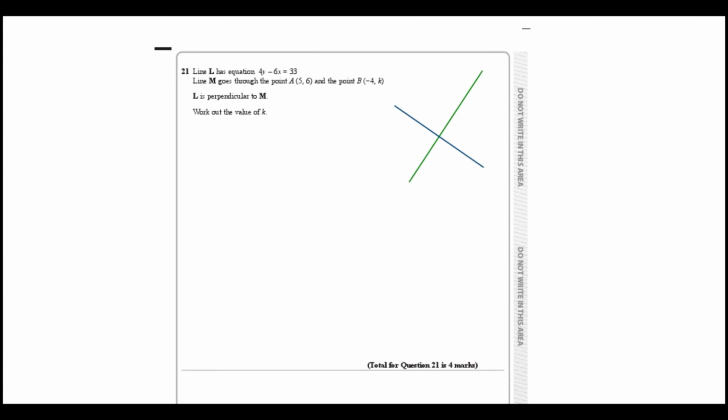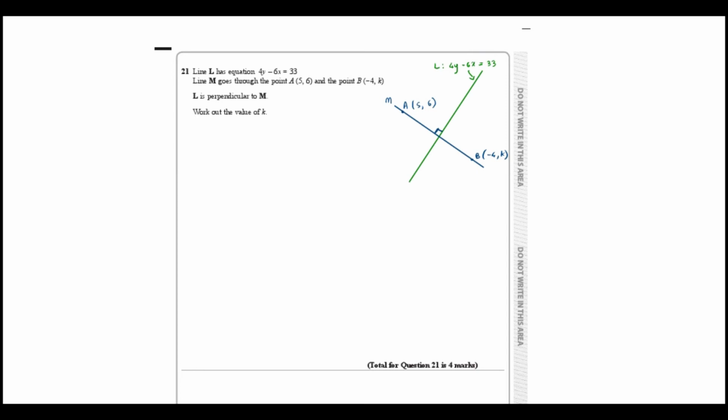Okay, so this is our line L, which has equation 4y minus 6x equals 33, and the other one is our line M, which has 2 points on it. One is the point A (5, 6), the other one is point B. It can be anywhere on this line, so I'll just mark randomly over here. You can mark these points anywhere you want. Point B is (minus 4, k). Line L is perpendicular to M. Work out the value of k.